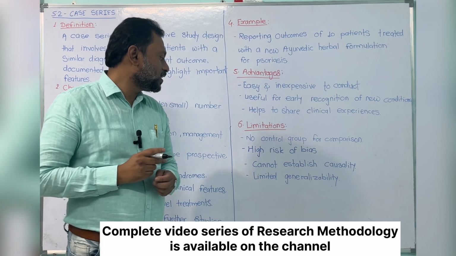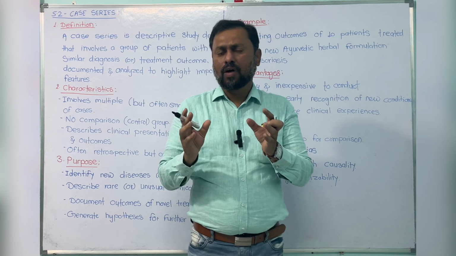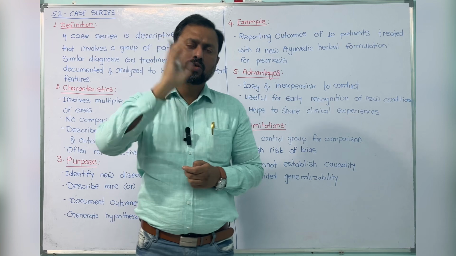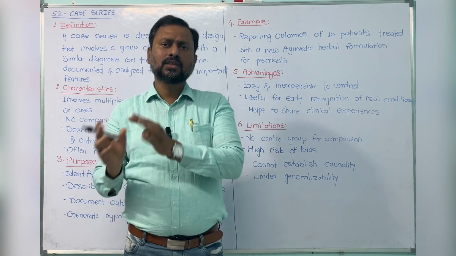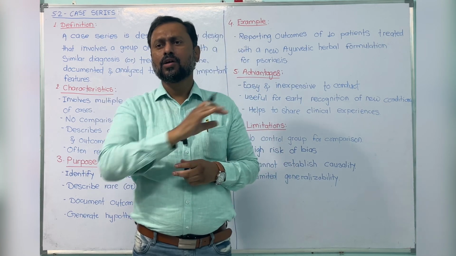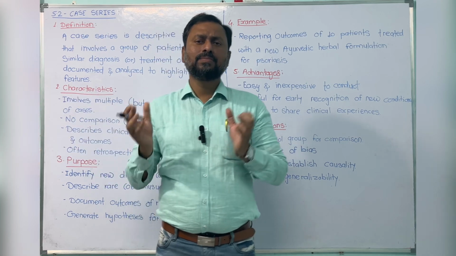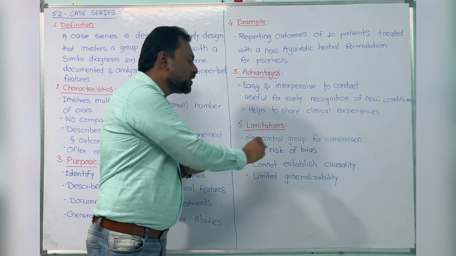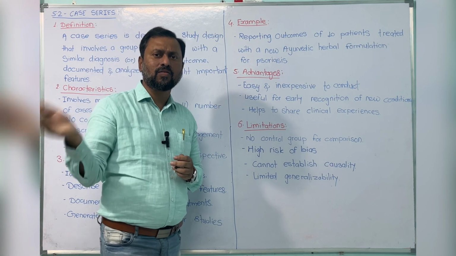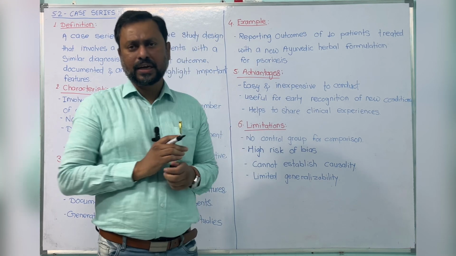Next is limited generalizability. Limited generalizability is nothing but, as I just told you, you treated 5 or 10 patients and wrote the case series. You cannot say that throughout the world the symptoms will be cured by the same drugs, or that people everywhere are cured by the same tablets or medicines. You cannot tell this. This is called limited generalizability. Because you only treated 5 to 10 patients, you cannot claim that your drug is the final drug for this type of disease.